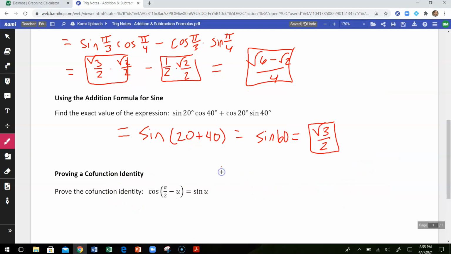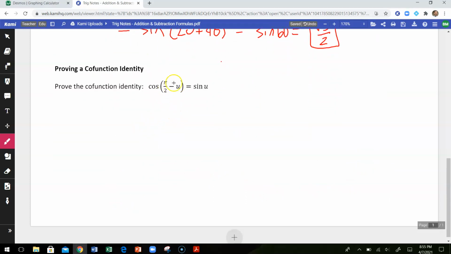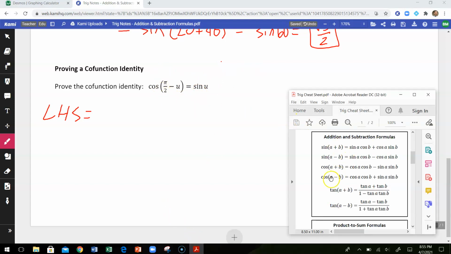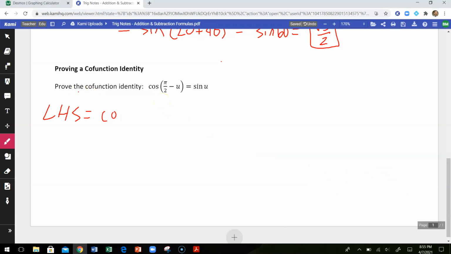Okay. Now we'll use this addition and subtraction formula idea to prove an identity. So I'm going to start with the left-hand side here. There's more to do on that side. I've got the cosine of pi over 2 minus u, and I want to prove that that equals the sine of u. So I'm going to do cosine of a difference. So that's cosine cosine plus sine sine. Okay, that's this one right here on the bottom. So cosine cosine minus or plus sine sine. So that means I'm going to do the cosine of pi over 2 times the cosine of u plus the sine of pi over 2 times the sine of u.